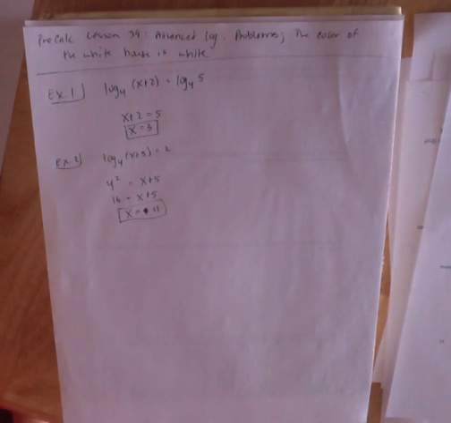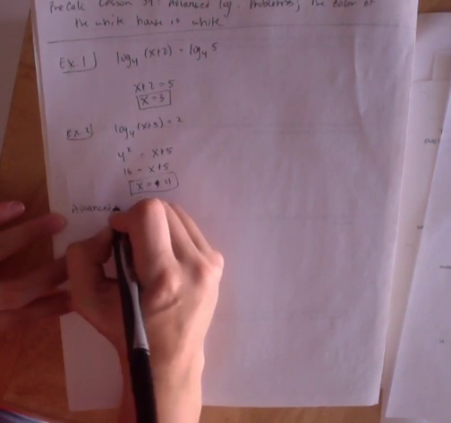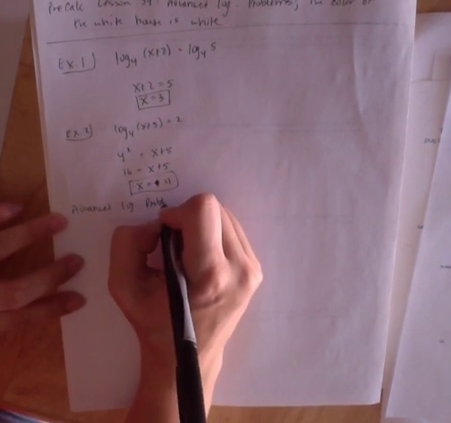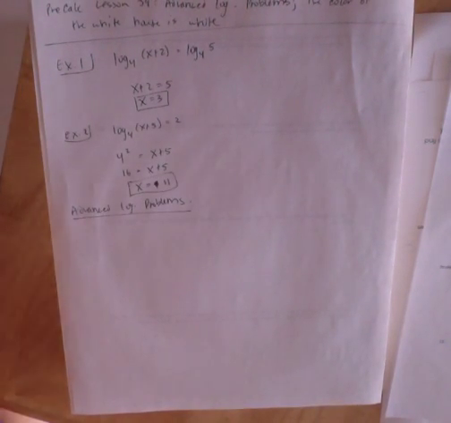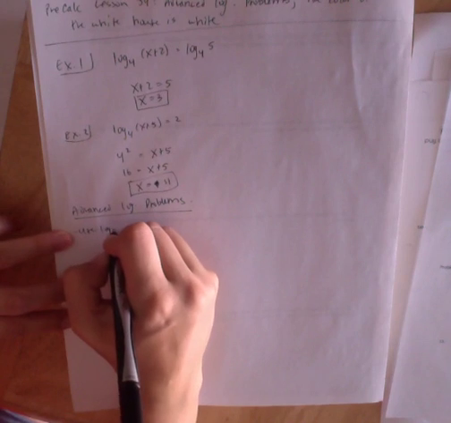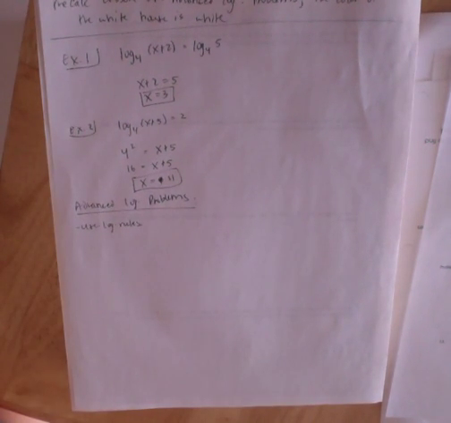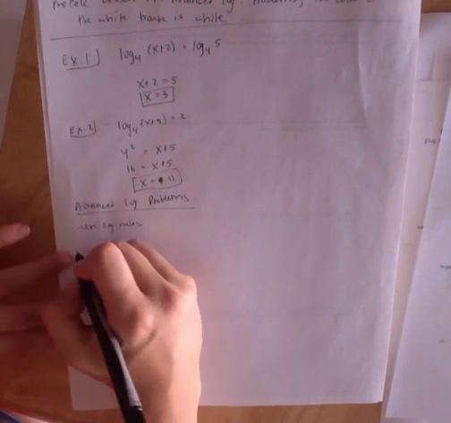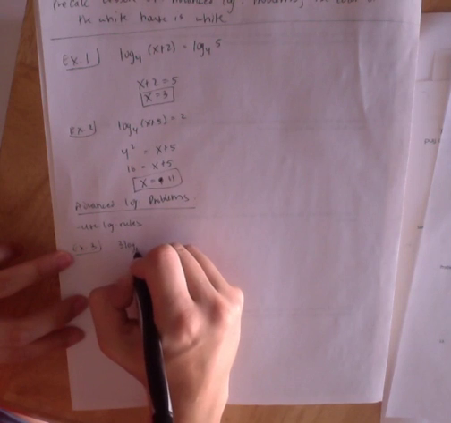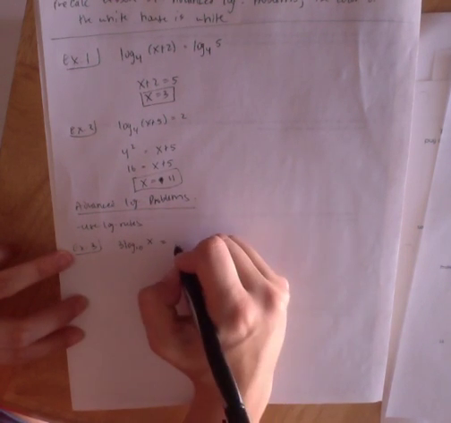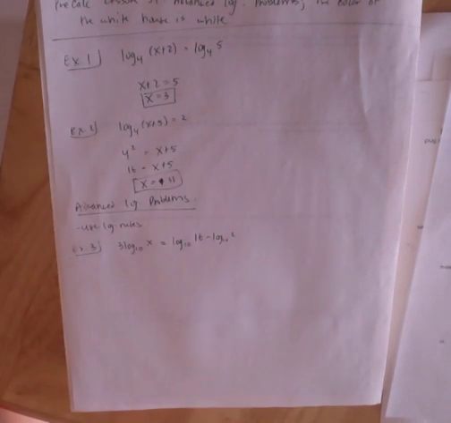Okay, now let's talk about more advanced logarithmic problems. Advanced log problems, we want to use our log rules that you have memorized by now, our product, our quotient, and our power rules. Okay, so let's just do an example to show you that. If we have 3 times the log base 10 of x equals the log base 10 of 16 minus the log base 10 of 2.